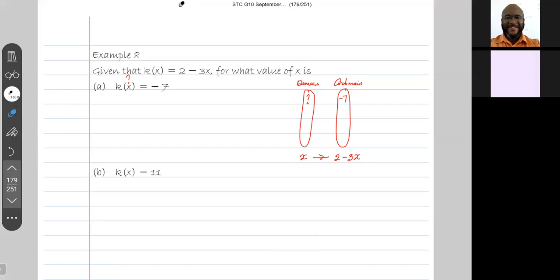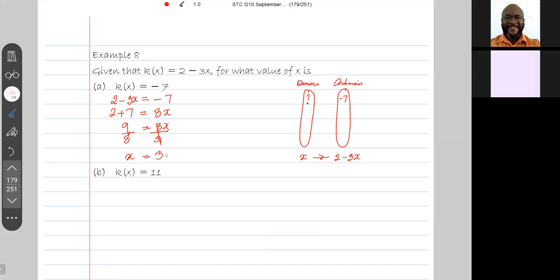To answer that question, this is what you do. You're going to put k of x, which is 2 minus 3x, is equal to minus 7, and you're going to solve the equation. So we have 2 plus 7 is equal to 3x. So we have 9 is equal to 3x, and I divide both sides by 3. I'm going to get x is equal to 3. So in other words, the value here that is mapped to minus 7 over there is 3. That's what they're saying.